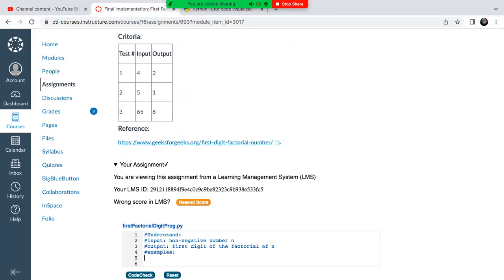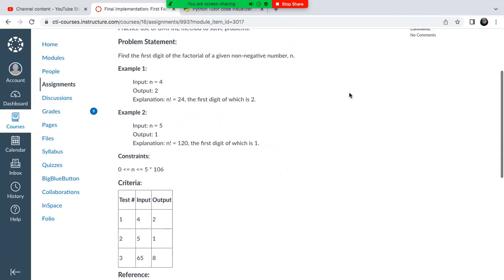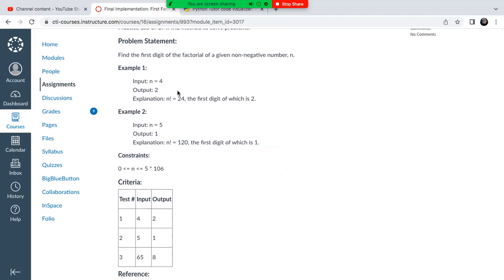Then we have some examples here. So what kind of examples do we have? Let's just use the examples that they give us here. We have n equals 4. The output is 2. So why is that? If you multiply 4 times 3 times 2 times 1, then you get 24. And then you just take the first digit, 2, and that's the output.